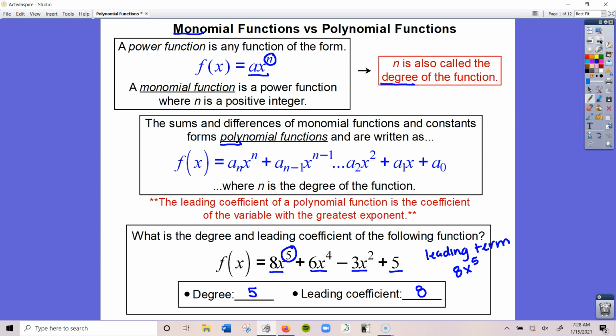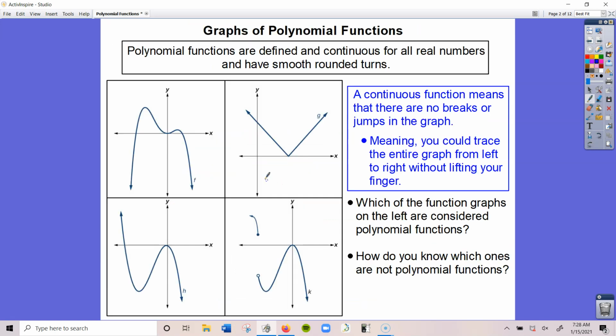Now let's look at some examples of polynomial graphs. A polynomial graph is defined to be continuous and have smooth, rounded terms. Continuous basically means, in a really simple definition, that you can trace the graph without lifting your finger from left to right. So for example, if we look at this one here, I could trace it and I didn't have to lift my pen one time, and I was able to trace the entire graph. Additionally, these are all smooth curves. There are no sharp points. So this would be considered a polynomial function.